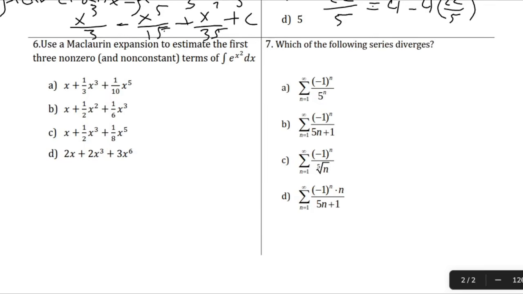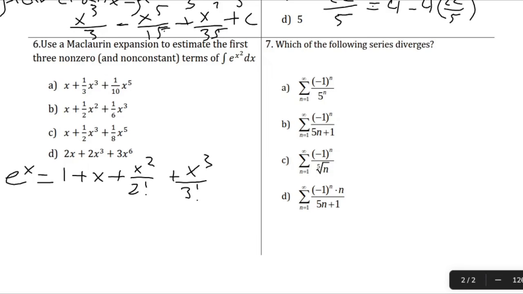Next question, use a Maclaurin expansion to estimate the first 3 non-zero and non-constant terms of the integral of e to the x squared. So first, to do this, we need to do the Maclaurin expansion for e to the x, and that's going to be 1 plus x squared over 2 factorial plus x to the 3rd over 3 factorial.